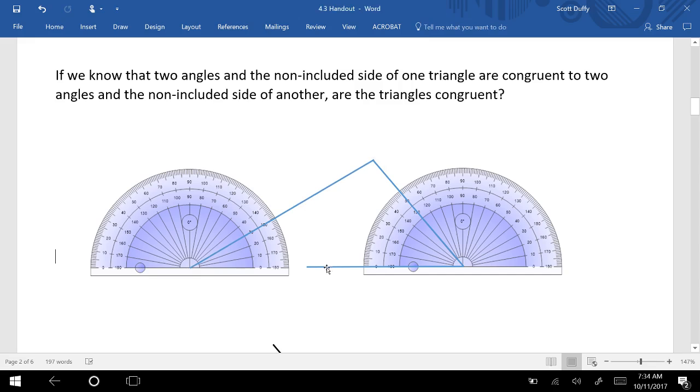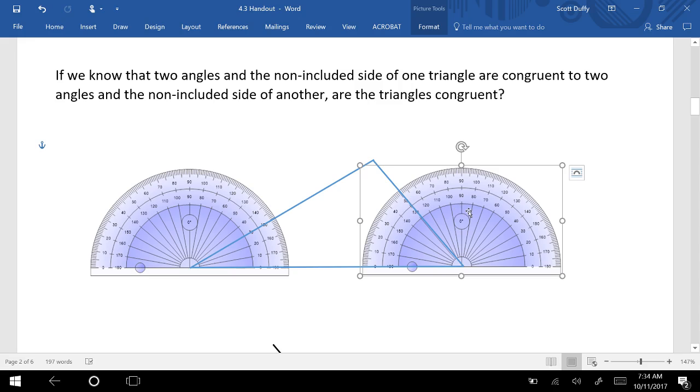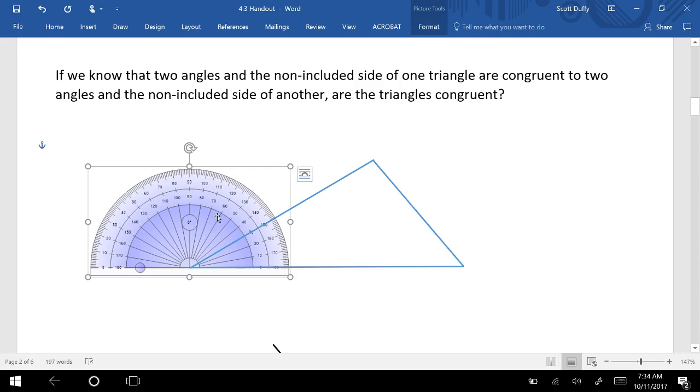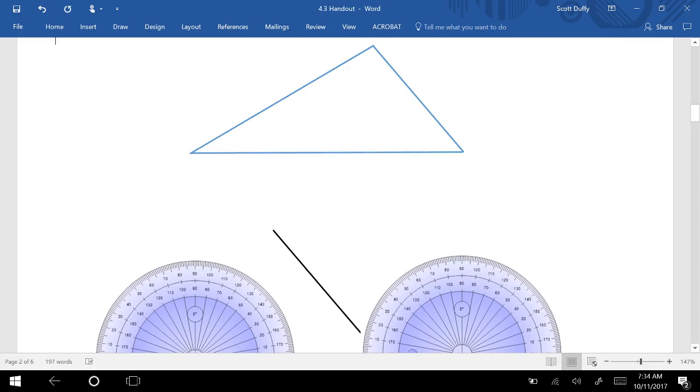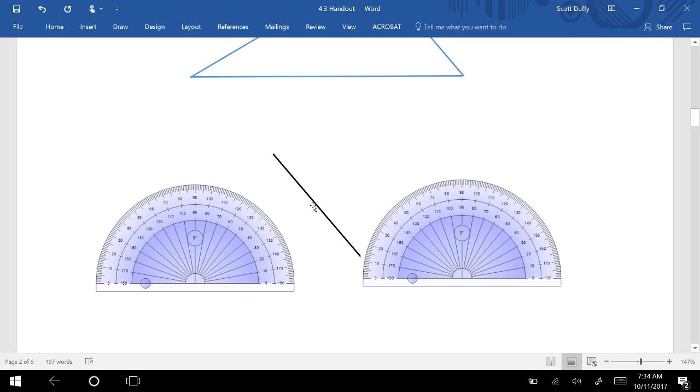And then therefore I'll move that to create the triangle. I'm going to do the same thing with black. Set this up equal to 50.